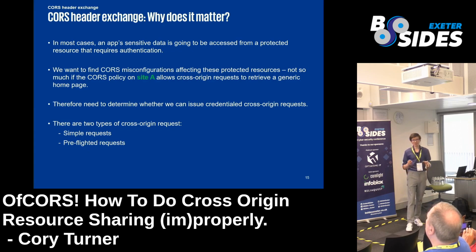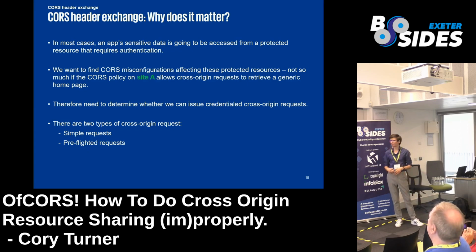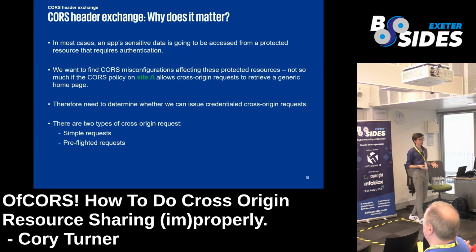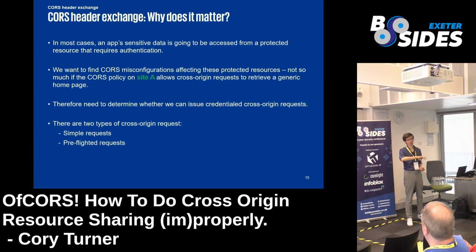So, why do I care about some header exchanges and that sort of web standard scene? Well, essentially, for you to have a meaningful CORS vulnerability, you need a protected resource. You need a resource that you're trying to access that requires authentication. Right? We're not just interested in some generic homepage or dashboard or whatever. That's not a meaningful vulnerability. We need to determine whether we can issue what's called a credentialed request cross-origin, not just some generic thing. So, in other words, we need to be able to send credentials from one origin to retrieve some juicy sensitive data.